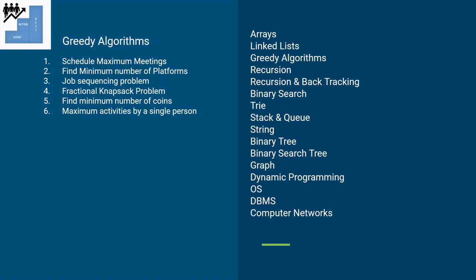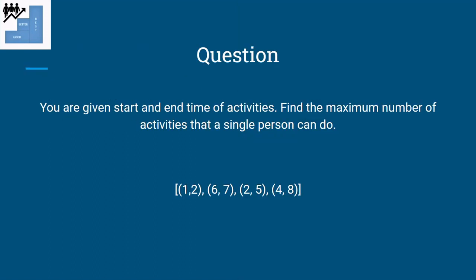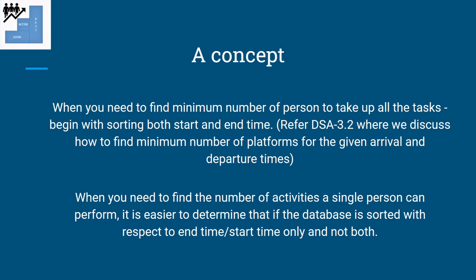These are the questions that we have done under the greedy algorithm section, and let's look at the question. You are given the start and end time of activities, and you need to find the maximum number of activities that a single person can do. So till now we understand that when the question has start and end times, and we have to optimize it in a certain way, the first thing we do is sorting. All right. So we have done two kinds of questions.